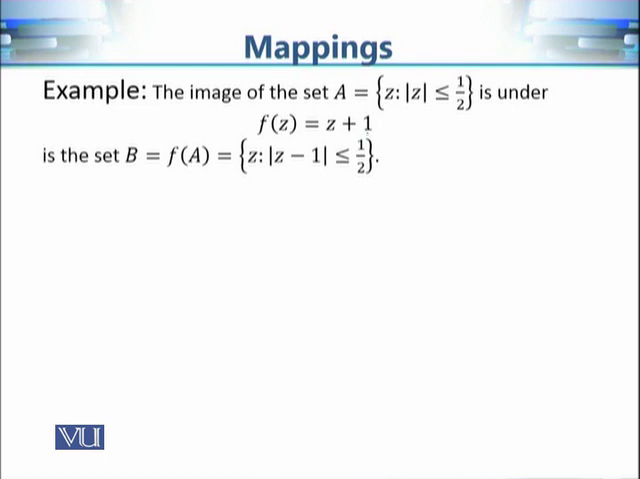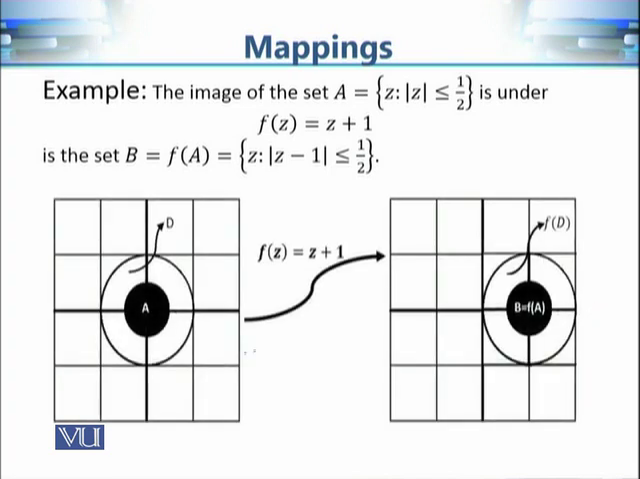Okay? Similarly, if we have other subsets of the domain, consider this set A, which is a closed disk of radius 1 by 2 and center origin, then the image of this disk is another disk which is centered at 1 and the radius is 1 by 2. So geometrically, we represent it in the following way. This is the set A, which is the disk, and the image of this disk is this disk B. This kind of geometrical representation of the function helps us in understanding the behavior of the function.